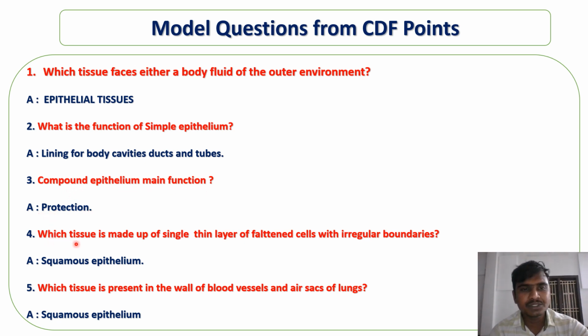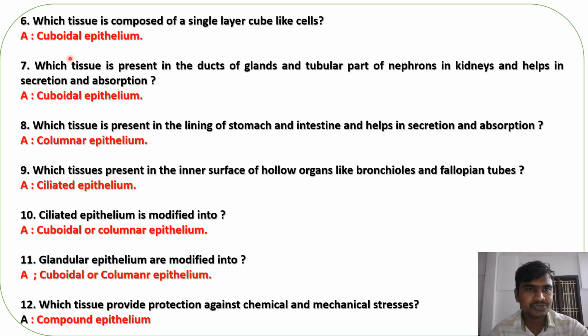Fourth question. Which tissue is made up of a single thin layer of flattened cells with irregular boundaries? The answer is squamous epithelium. Which tissue is present in the walls of blood vessels and air sacs of the lungs? The answer is squamous epithelium. Next, sixth question. Which tissue is composed of a single layer of cube-like cells? Cuboidal epithelium.